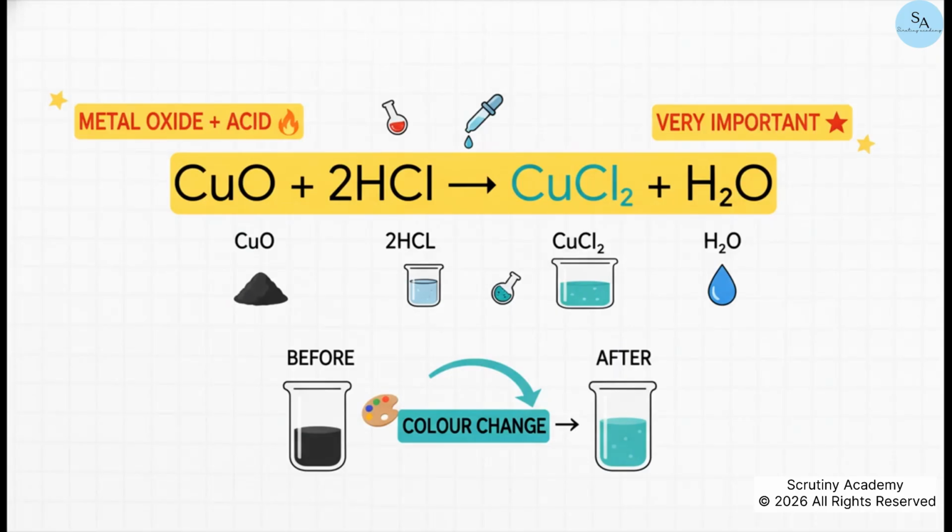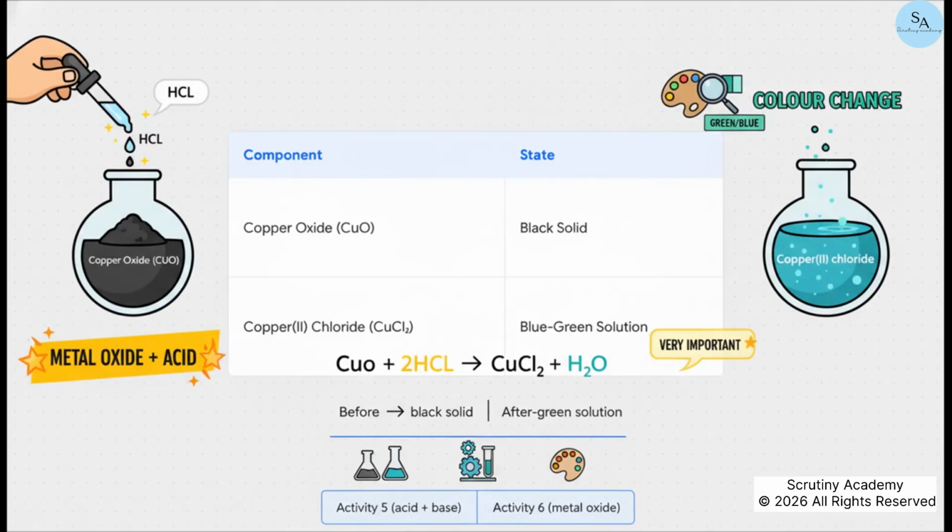And if you want to see the whole story written in code, well, here it is. This is the balanced chemical equation. You have copper oxide plus hydrochloric acid reacting to give us our star, copper-2 chloride, and some water on the side. So let's just do a quick before and after. Before, we had a boring black solid, copper oxide. And after the reaction, we have this vibrant blue-green solution that's filled with copper-2 chloride. I mean, what a transformation, right?